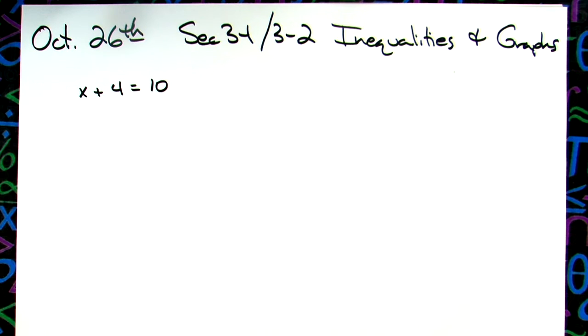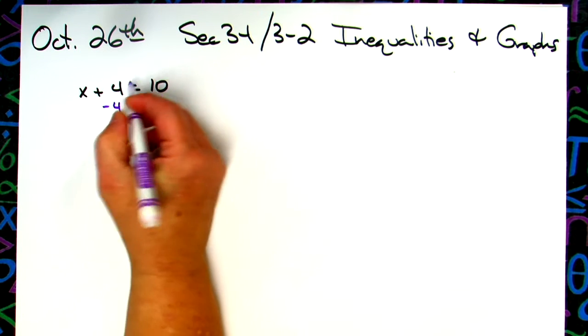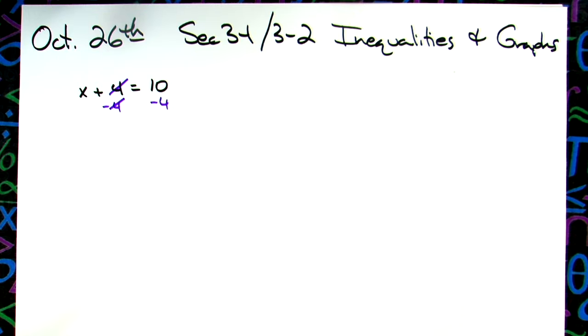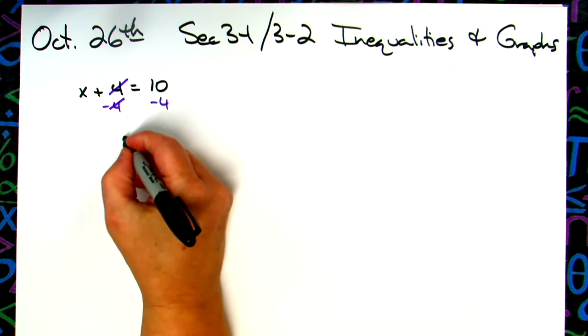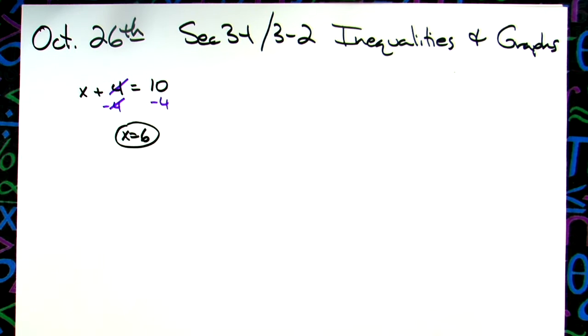We solved them, so that was just a one step. We subtract 4 from both sides. So you did minus 4, you did minus 4. And then x equals 6. And that's all we did, right? We just found the one answer that makes the equation true. There was no reason to graph that answer because it's one and only one answer.